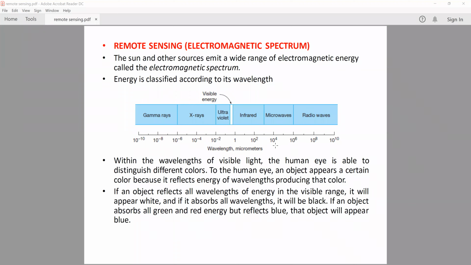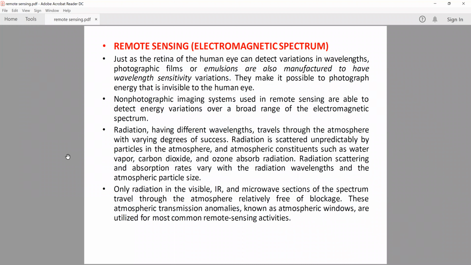For example, a specific wavelength is better to be transmitted through the atmosphere. Some wavelength is better when you want to sense or perform a survey in the water. In that case, some other wavelengths would perform better. So radiations having different wavelengths travel through the atmosphere with varying degrees of success. Different wavelengths would face different loss of energy because that's the first process that they have to face. So when you emit the electromagnetic radiation from the satellite, first there is loss of energy in the atmosphere. Different wavelengths have varying degrees of success.